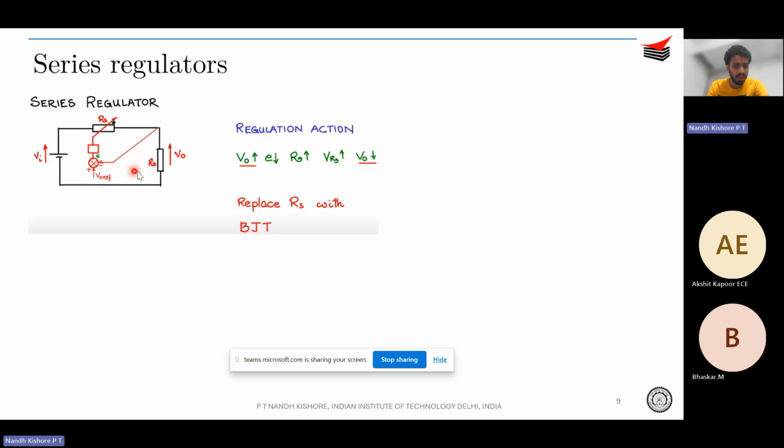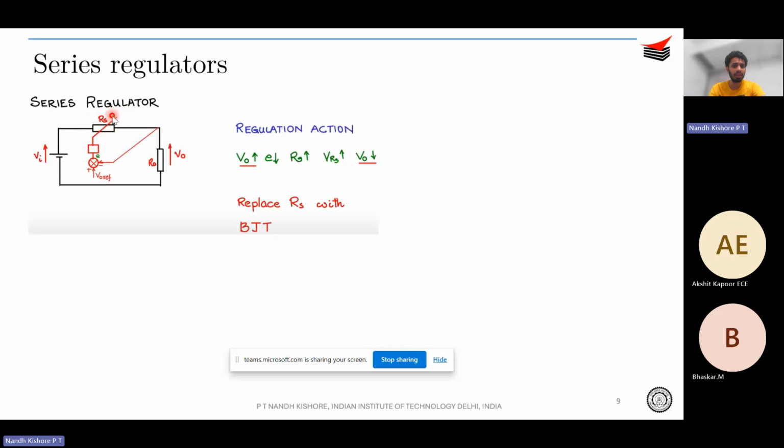So the idea is that if, let's say, your V naught increases, then V naught is higher than Vref, so the error will decrease because your V naught actual is higher. Error decreases, therefore your RS value is increased so that a greater drop occurs across this RS, and across V naught you have a lesser voltage. Okay. So, however, you understand that this is a very lossy circuit, right? Because you have two resistors and there's going to be a drop across this.